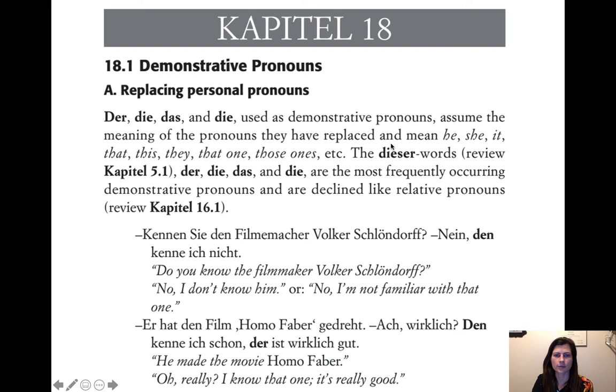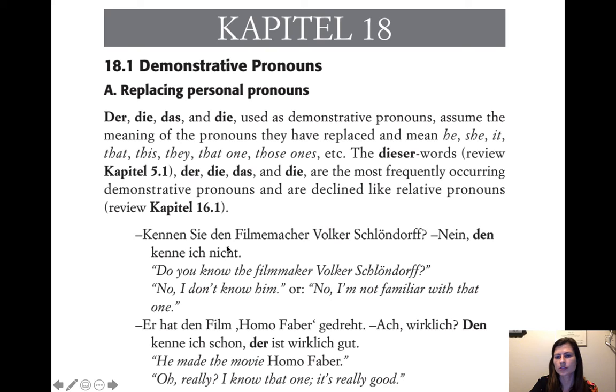So let's just look at it. This is much better if you look at examples. Kennen Sie den Filmemacher Volker Schlöndorff? So, kennen Sie, do you know? Den Filmemacher is the direct object, in the accusative, and then that's his name, Volker Schlöndorff. Nein, den kenne ich nicht. So the person answers, no, I don't know him, or no, I'm not familiar with that one. You see how den is just floating on its own? It's still the direct object. In the question it says den Filmemacher, do you know the filmmaker? Direct object accusative, den, and it's the article.